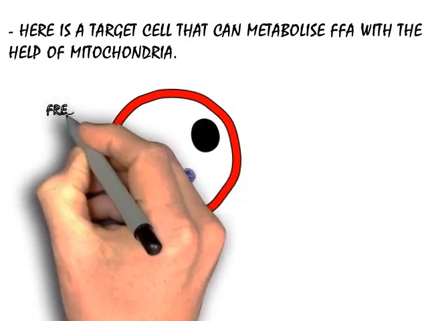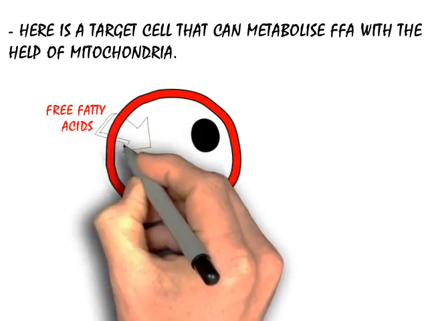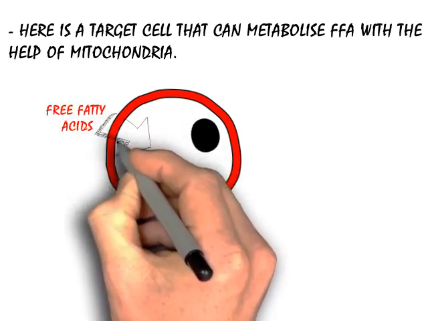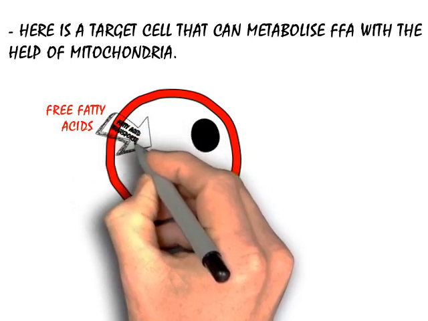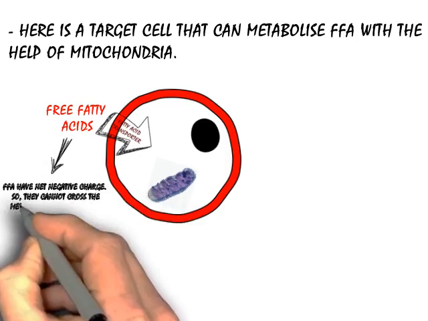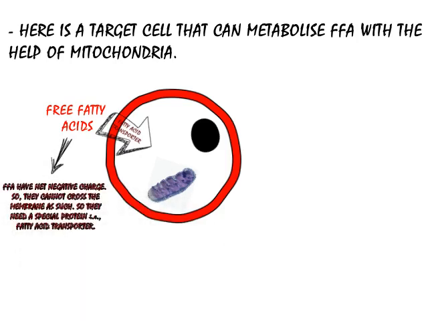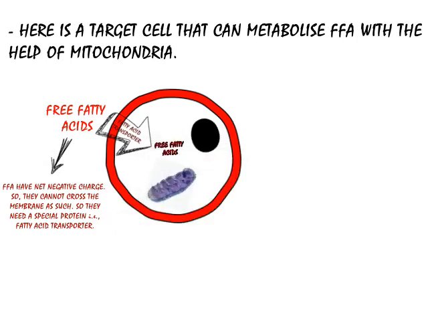Now the free fatty acids are transported into the cytoplasm of the target cell with the help of a special protein, the fatty acid transporter. The free fatty acids cannot move across the membrane into the cytoplasm because they have a net negative charge, so they need such proteins for transport, that is the fatty acid transporter.